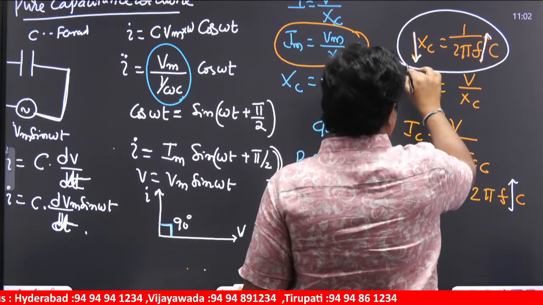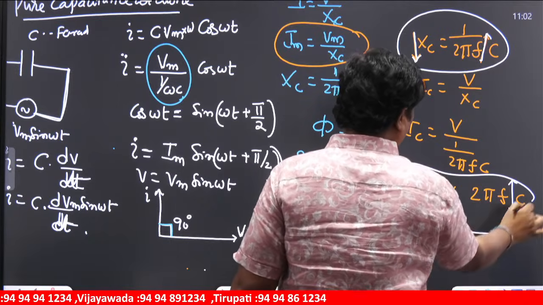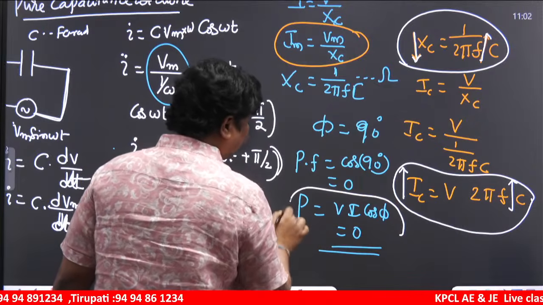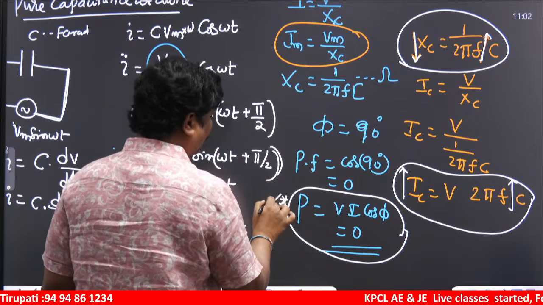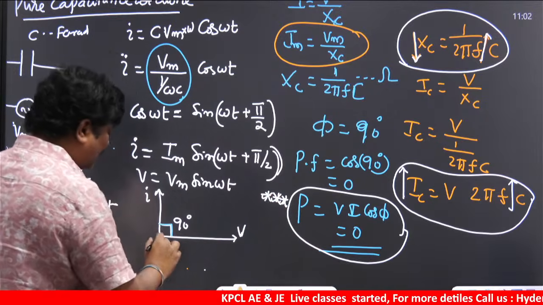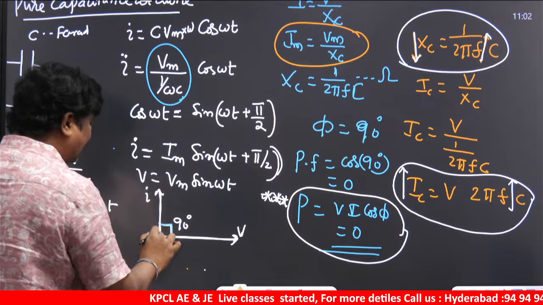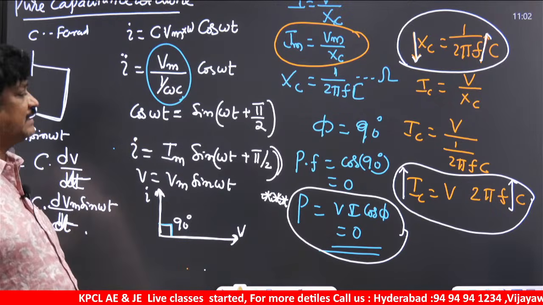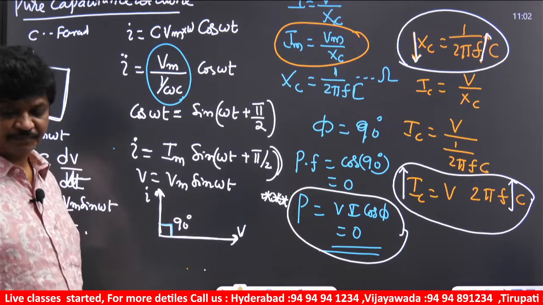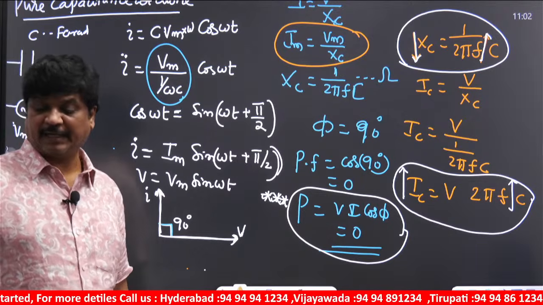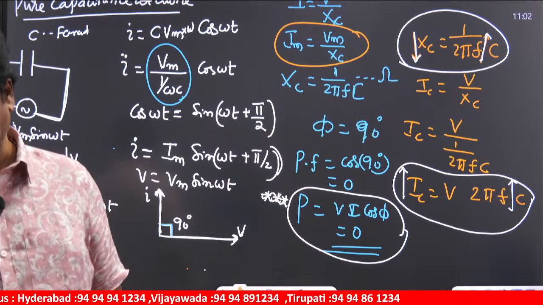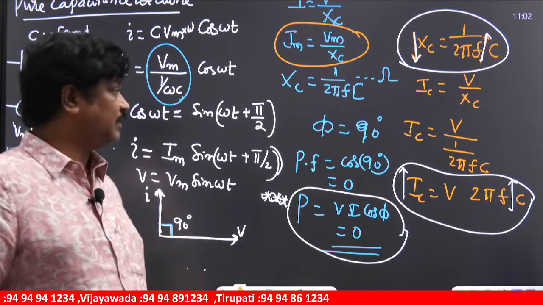This is one important objective. The most important objective question is, power in a pure inductor or pure capacitor is 0. Power factor is 0, power is also 0. The angle between voltage and current is 90 degrees, but here current is leading by 90 degrees.